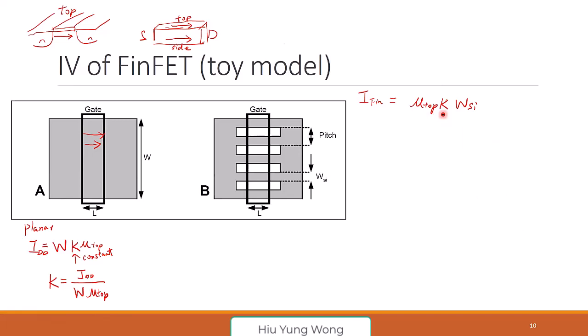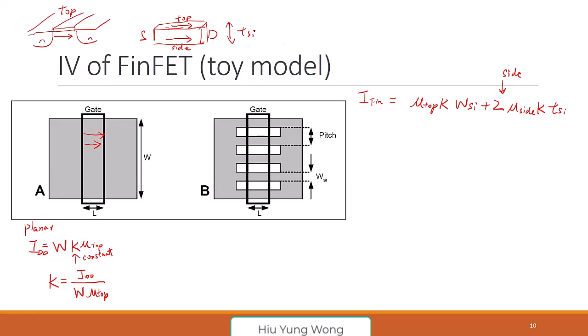Correct? Then I also have two sides. This is the side, right? The two sides, I have mu psi, the mobility is mu psi, and then times K, again K. But then how wide is that? It's actually equal to the thickness of the silicon, TSI. This is TSI, how thick the silicon is.